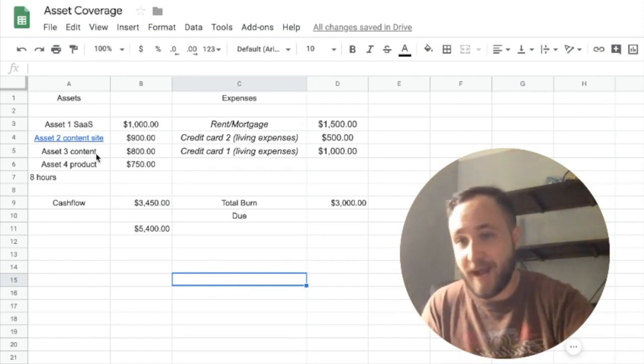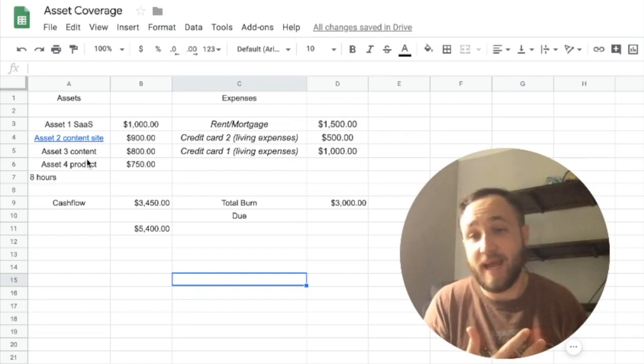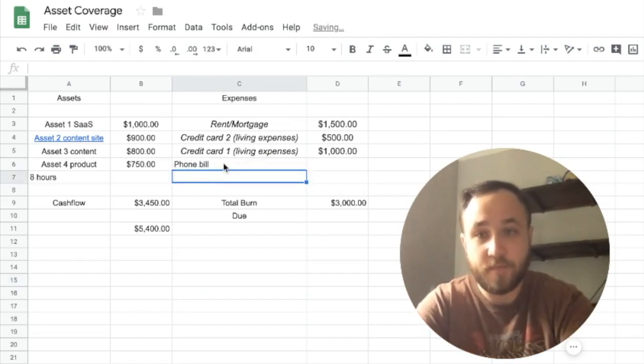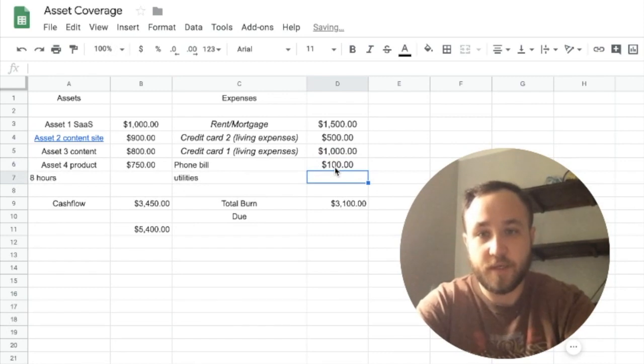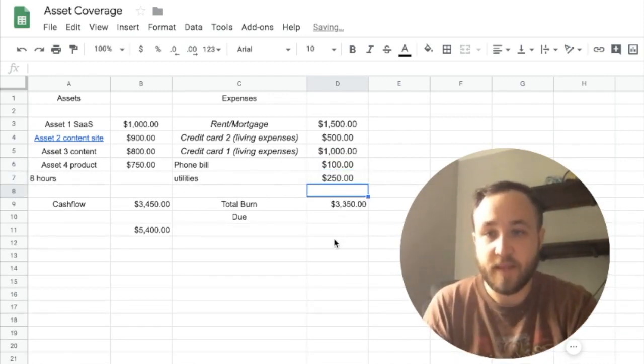They could add another asset that was maybe making $100 a month or something like that. But having these line items like phone bill, utilities, let's say 100, let's say 250 on utilities, something like that.